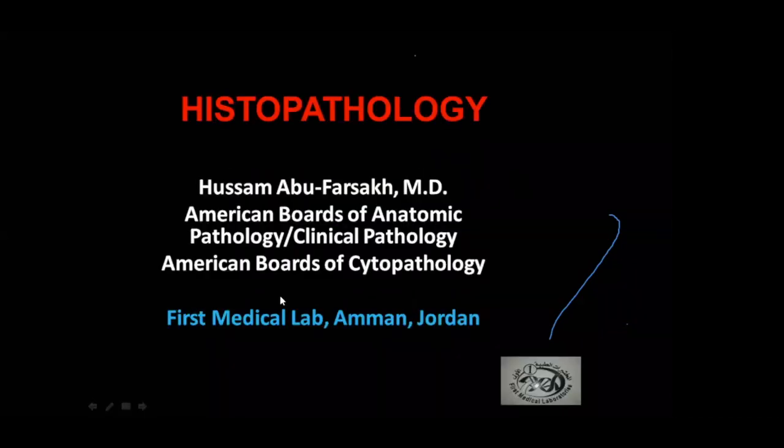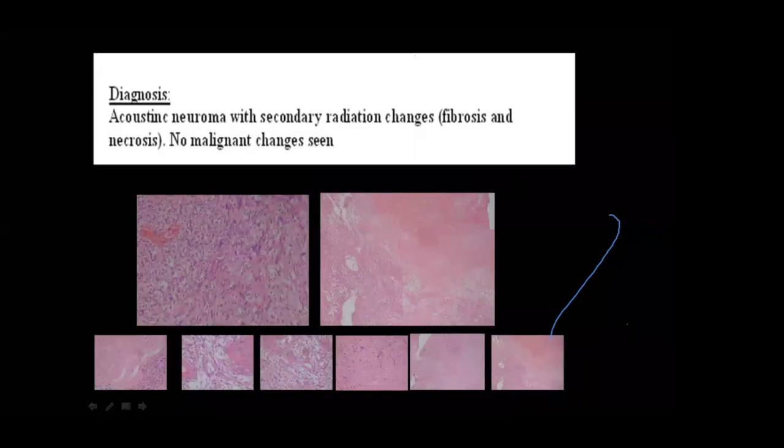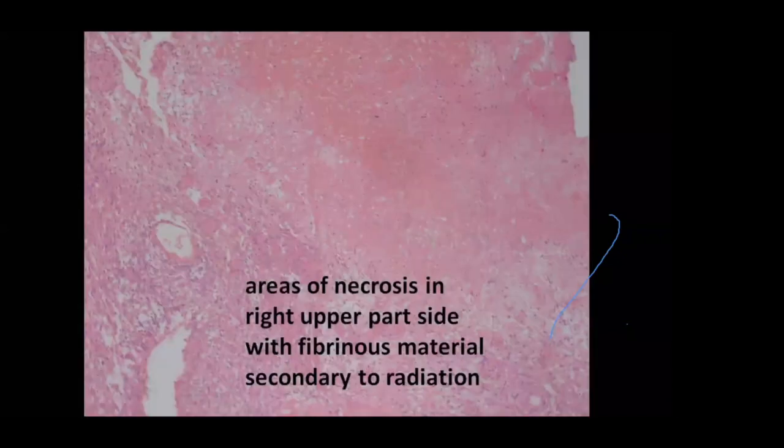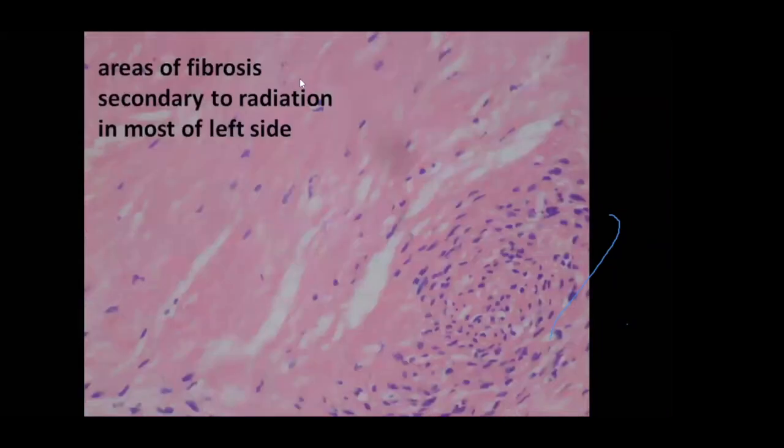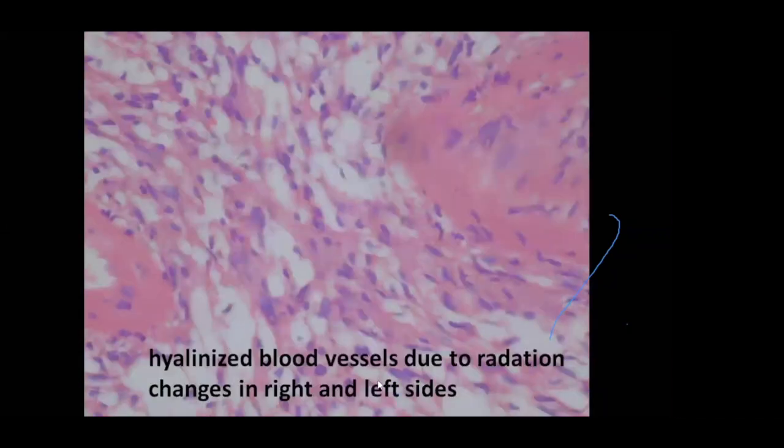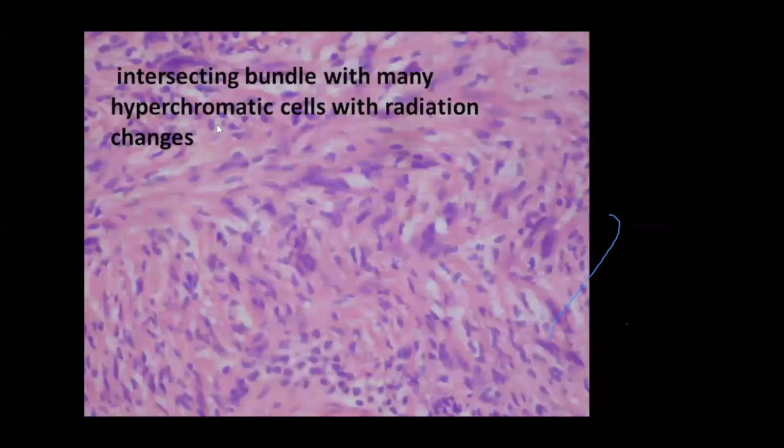This is the pathology of this patient, done by our friend Dr. Hussam al-Farsakh of the American Board of Histopathology in Amman, and he diagnosed acoustic neuroma with secondary radiation changes of fibrosis and necrosis. Areas of necrosis here with fibrinous material secondary to radiation. Areas of fibrosis secondary to radiation. Ectatic blood vessels due to radiation. Intersecting bundles with many hyperchromatic cells with radiation changes. It is really hell to operate on such cases.